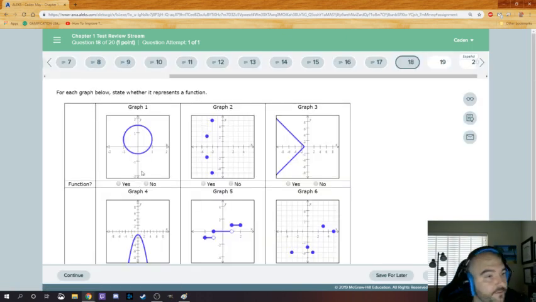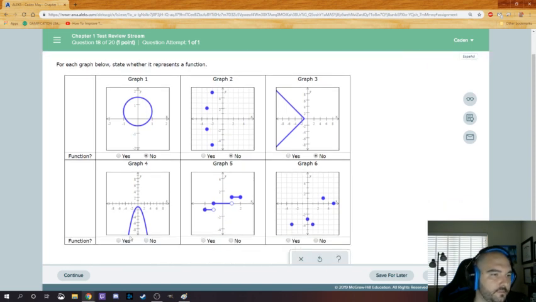Finding if these are functions or not. So, vertical line test. Does it cross anywhere twice if you were to draw a vertical line? Here, you would definitely hit twice if you drew a vertical line, so not a function. Here, these dots, some of them are lined up so that you could hit both vertically. Not a function. Sideways V, draw a vertical line, goes through 2.